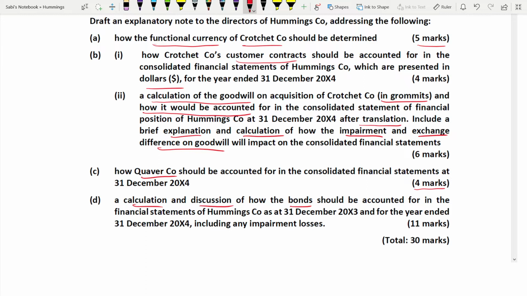Remember, there are 2 days that they have given. One is 31st December 2003, the other one is 31st December 2004. Sometimes they will give you 1 year, sometimes 2 years, sometimes 3 years also. So you have to know at a particular time how it will be measured, including any impairment losses, because there has been an impairment in the bond.